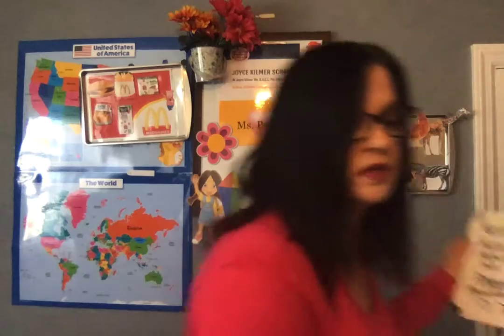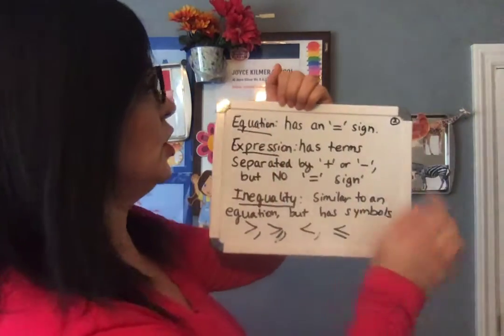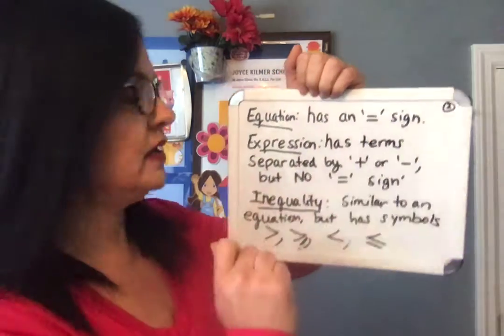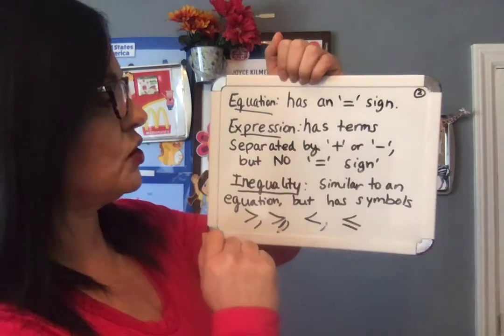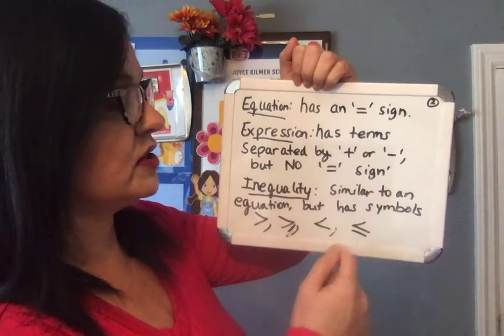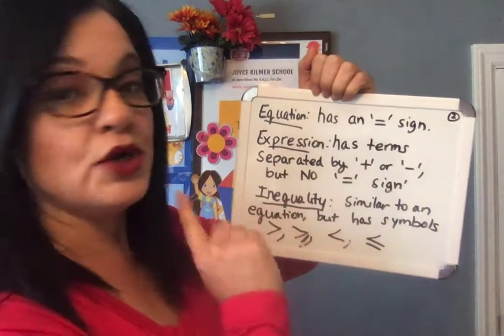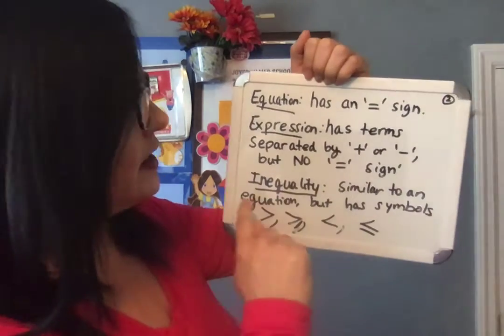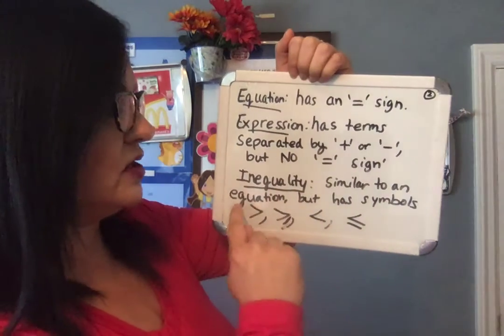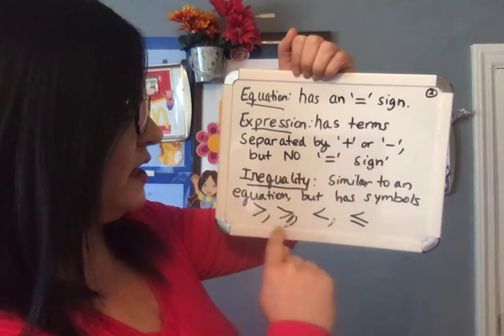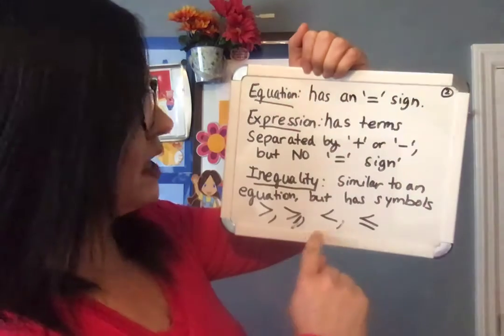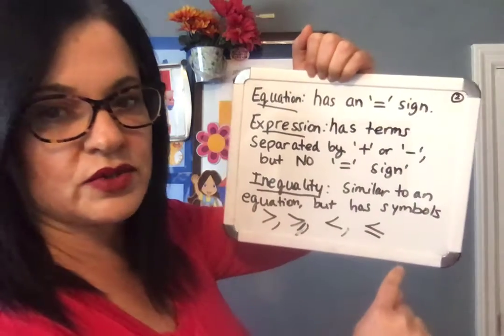Okay, so let's look at those vocabulary words. Equation has an equal sign. An expression has terms separated by an operation like plus or minus, but no equal sign. And an inequality is similar to an equation, but has symbols such as greater than or equal to, less than or equal to. Okay, so look out for that.